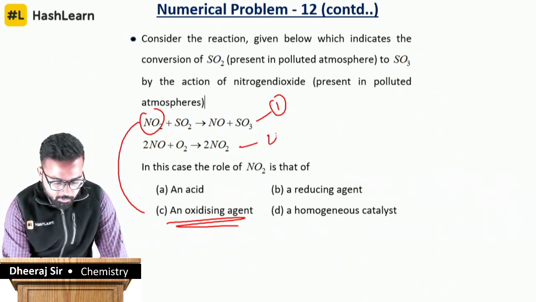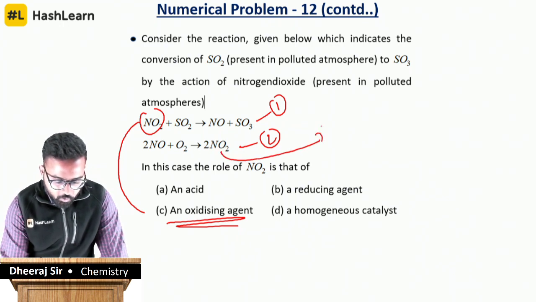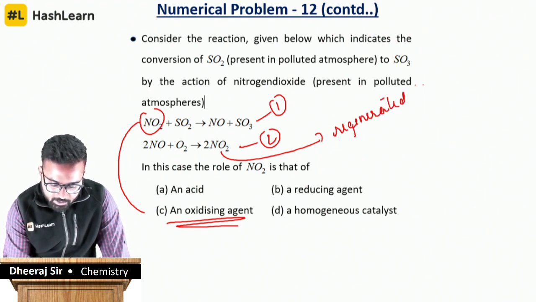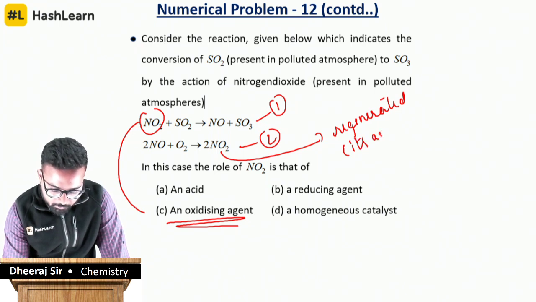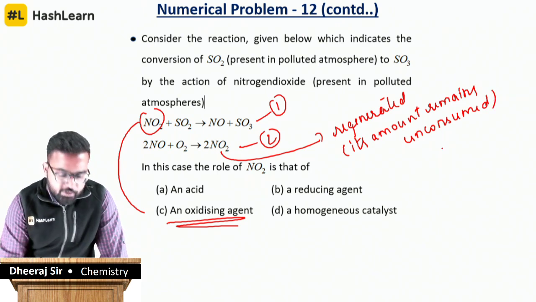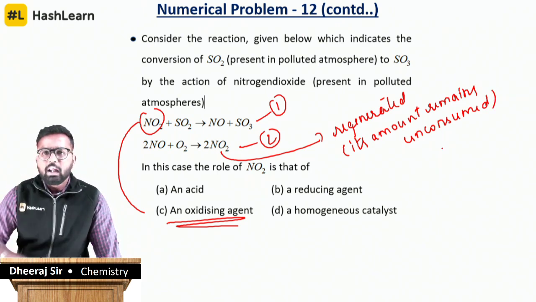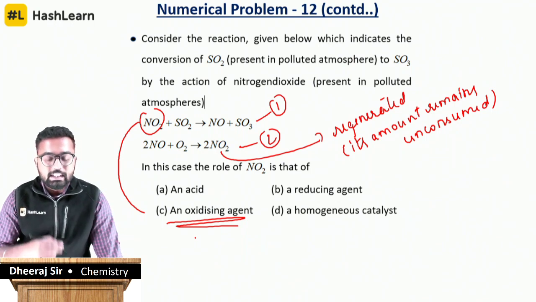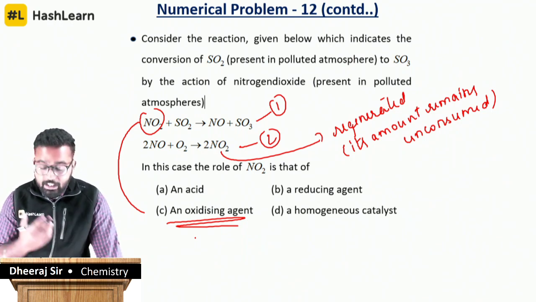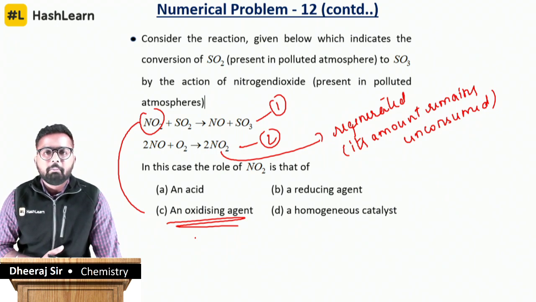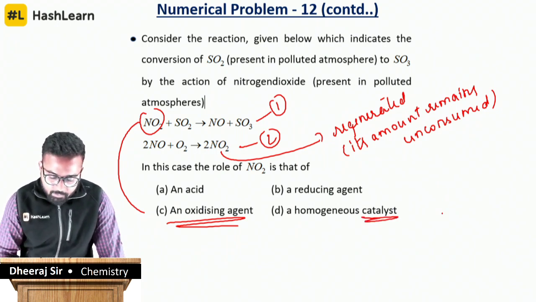But in the second reaction, you should observe very carefully that NO2 is regenerated back. Therefore, its amount remains unconsumed, or its amount remains constant due to constant generation of NO2. So if I'm using NO2 to oxidize SO2, the amount has to decrease. If it is just the first reaction, I can blindly tell it is an oxidizing agent. But if you look at the second reaction, NO2 again is getting regenerated back. So overall, at the end of the reaction, the amount of NO2 remains unconsumed. And which is that species whose concentration or amount remains constant or unconsumed? It is a catalyst. It is acting as a catalyst.